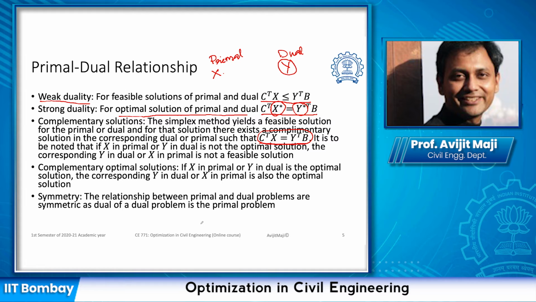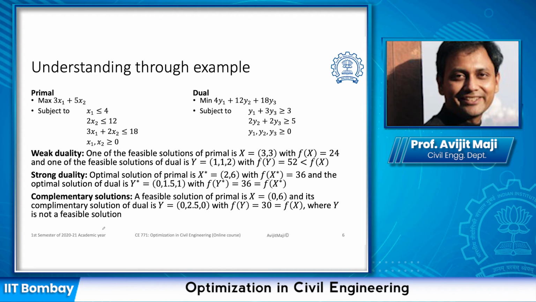This symmetry relationship is important because if we do the dual of the dual, it is going to be nothing but the primal which we started with. So whatever relationship or characteristics are there between primal and dual is also valid for the dual to primal, and that is what the symmetric relationship indicates. Let us understand this through an example.